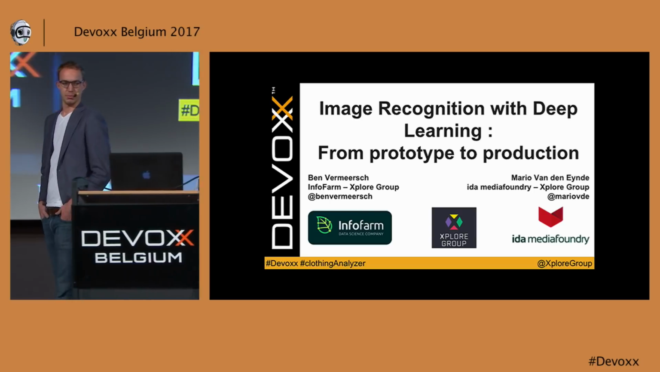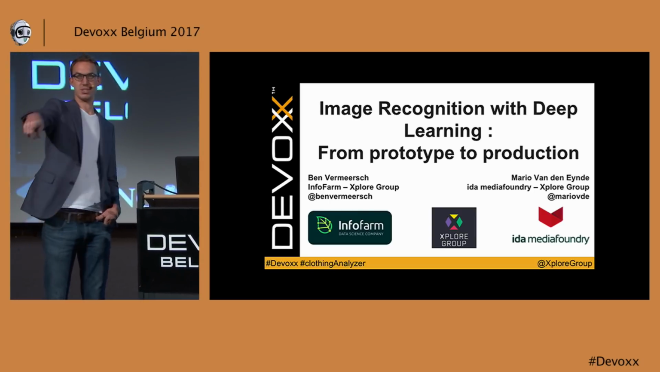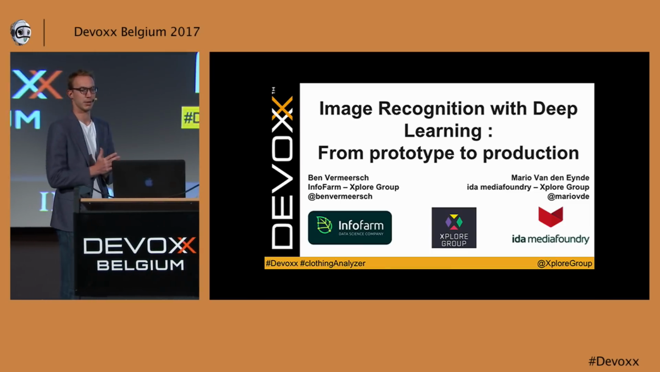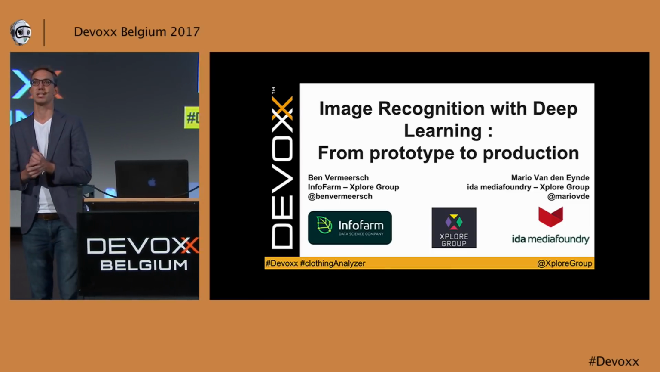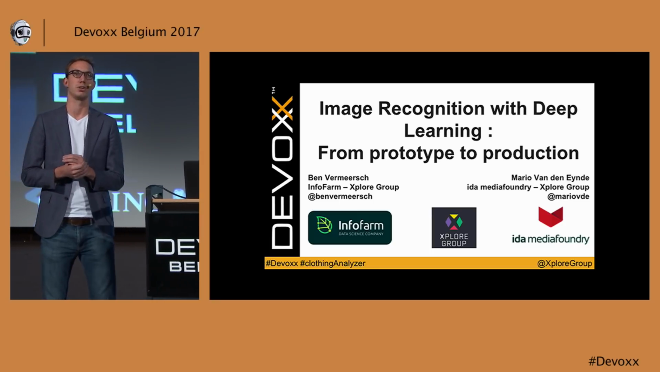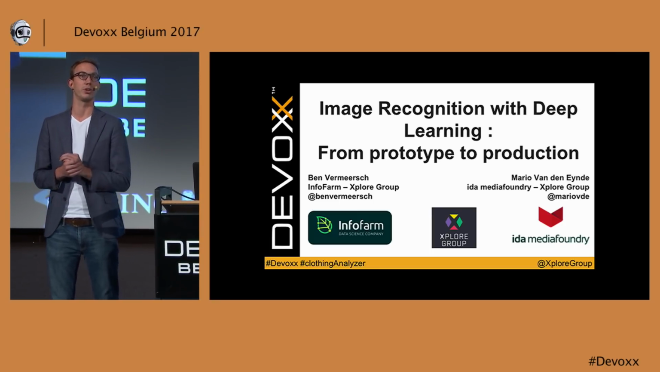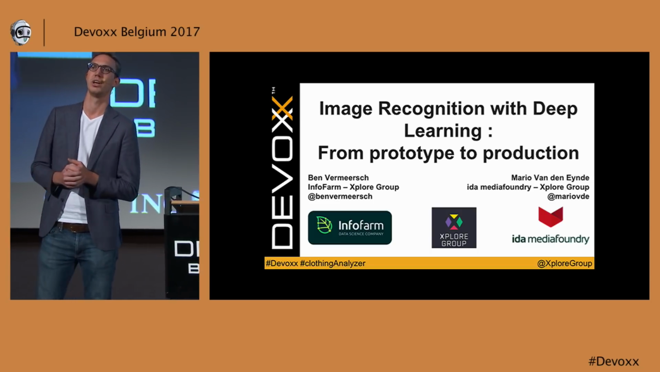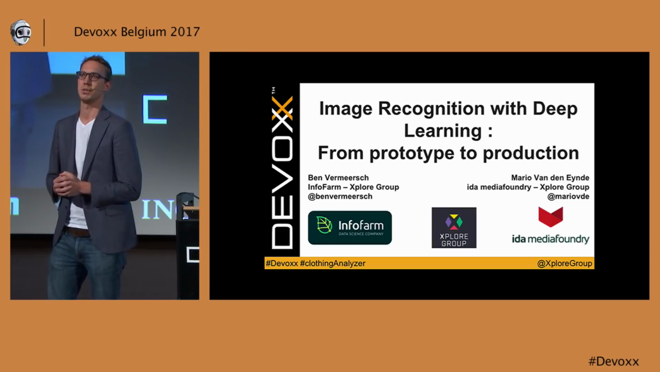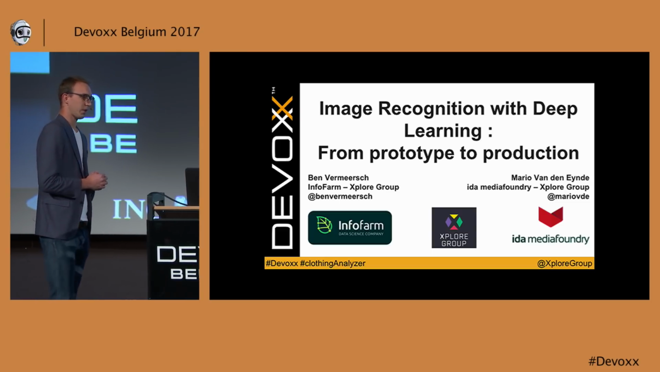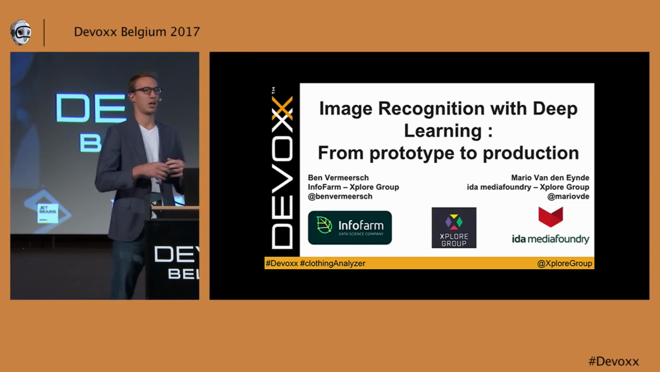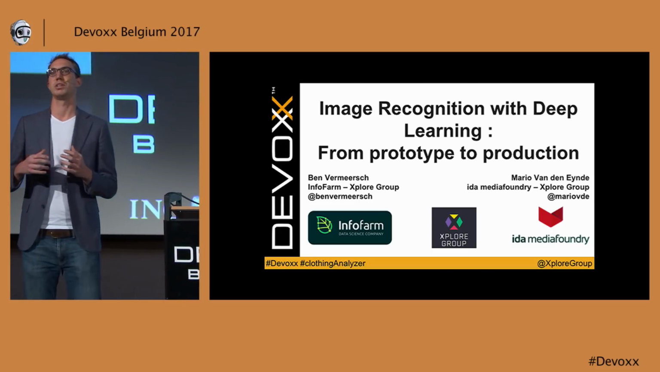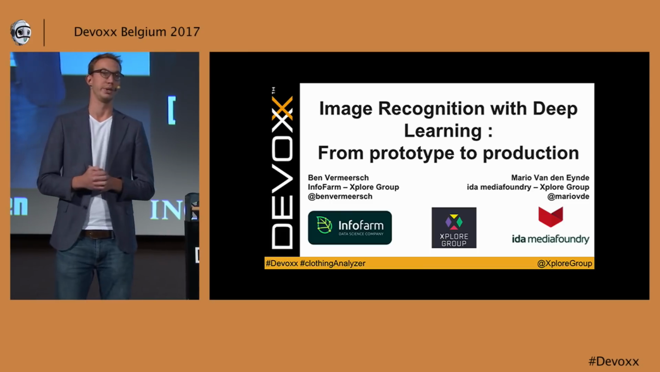Today, my colleague Mario, who sits over there and will join me in a minute, and I are going to talk a bit about image recognition and how you do that. We developed a product that you can use to identify clothing. Maybe you saw it. We had a booth at Devoxx this week on the exhibition floor. We're going to tell you a bit about how we developed the deep learning network and how we developed the interface to work with it.